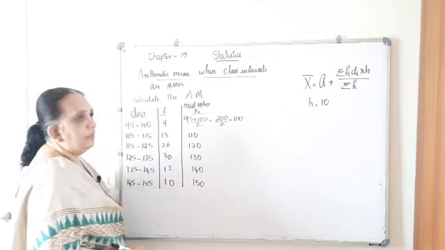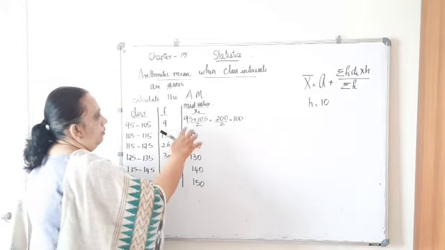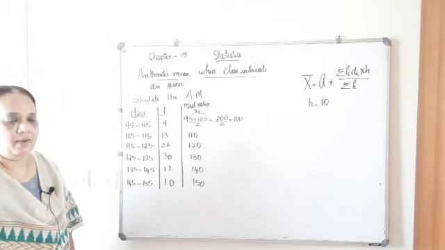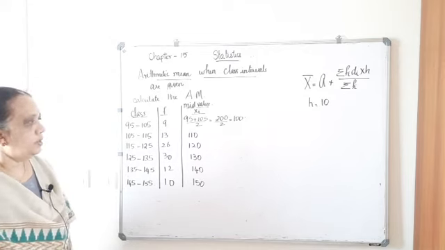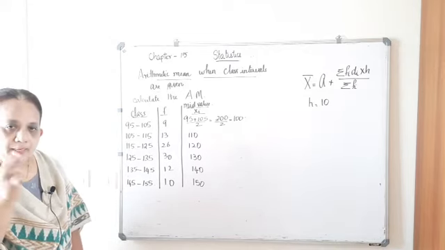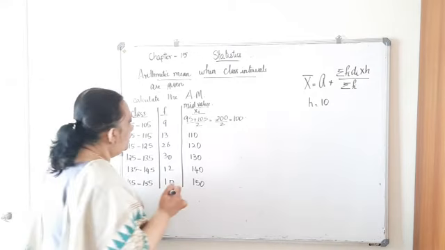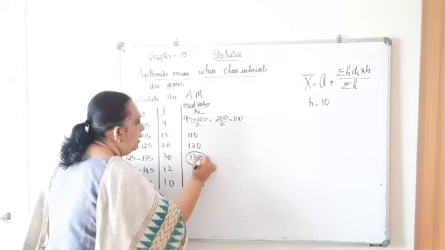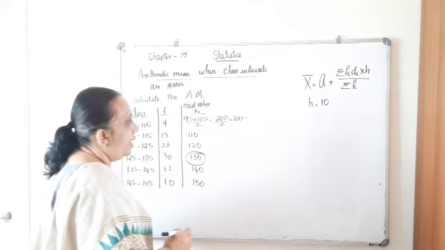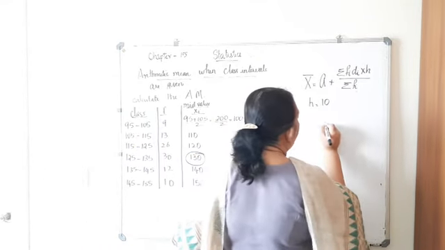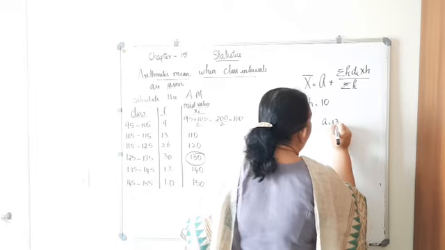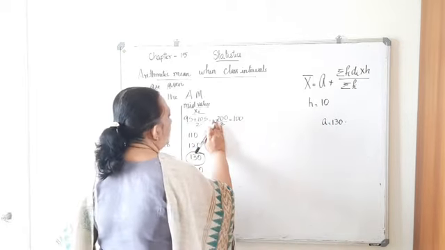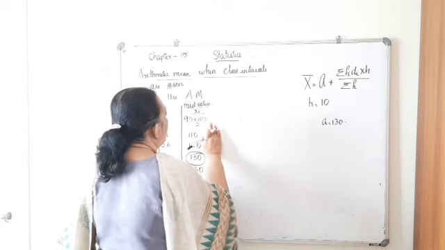Now you find out the middle values. 1, 2, 3, 4, 5, 6. So there are 6 middle values and I asked you to find the middlemost value. Since it is an even number, I choose 130 to be the middle value. So that is the assumed mean. A is equal to 130. Assumed mean is equal to 130.